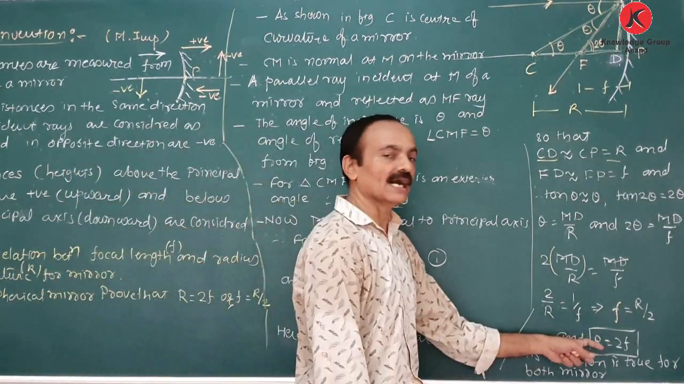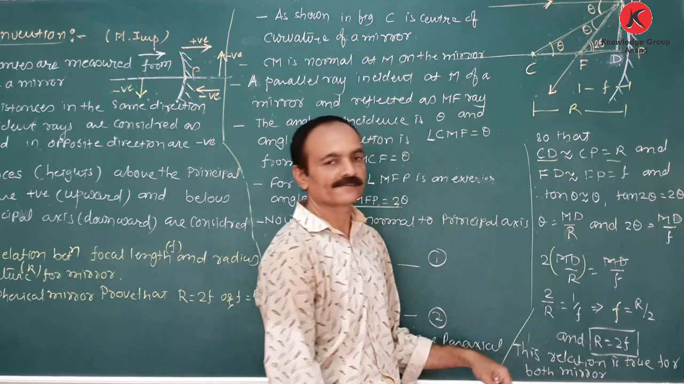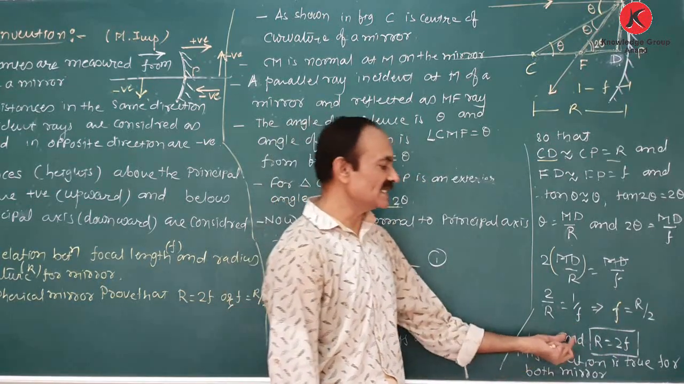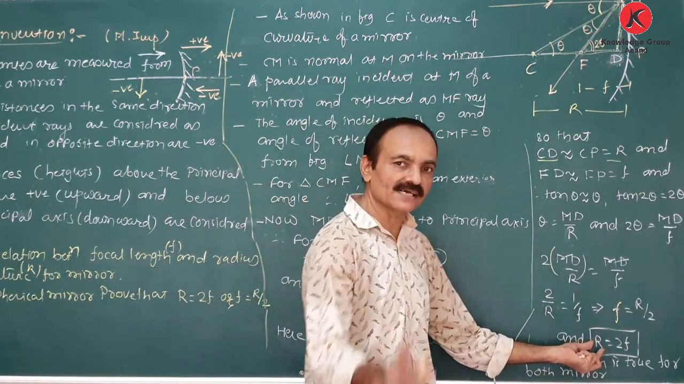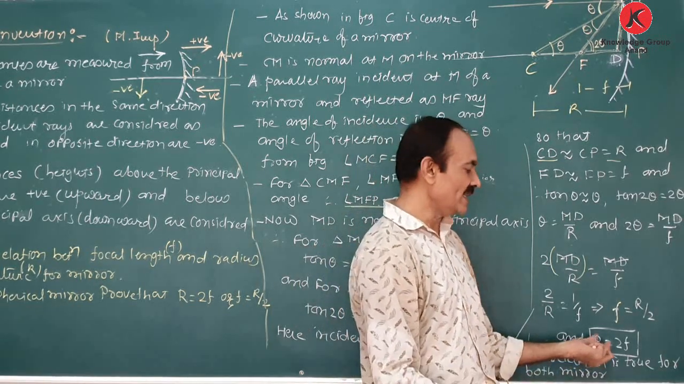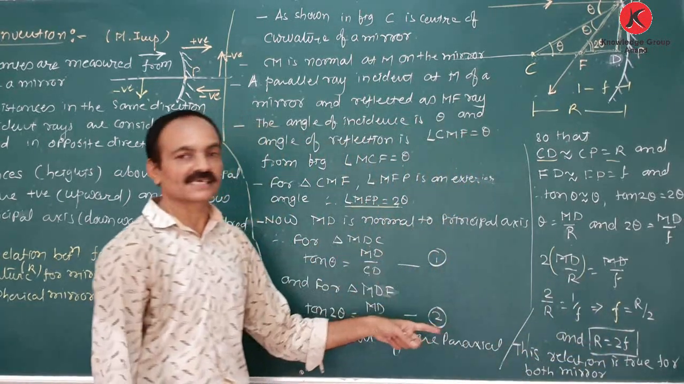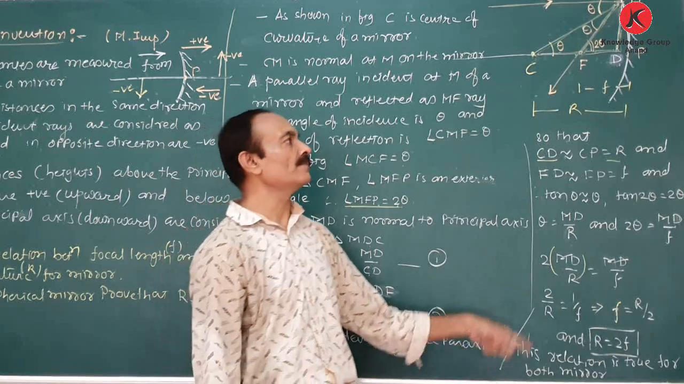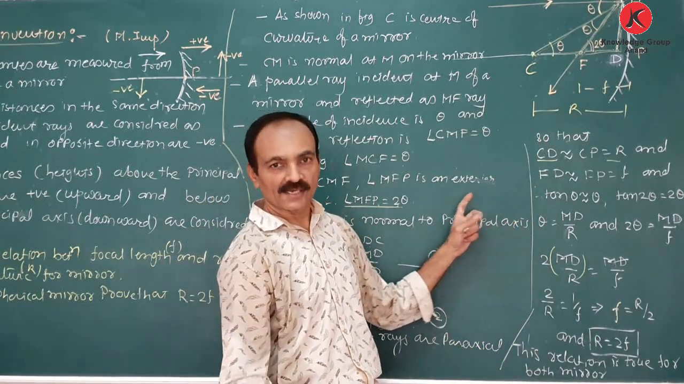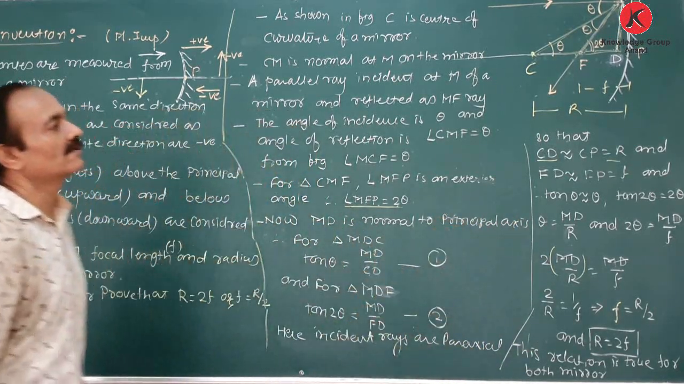Or in other words, R is equal to 2f. So, this is the relation between the radius of curvature and the principal focal length of a mirror, and this relation is also valid for both types of mirror, convex and concave.